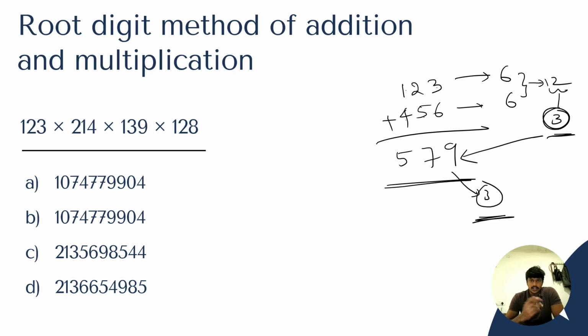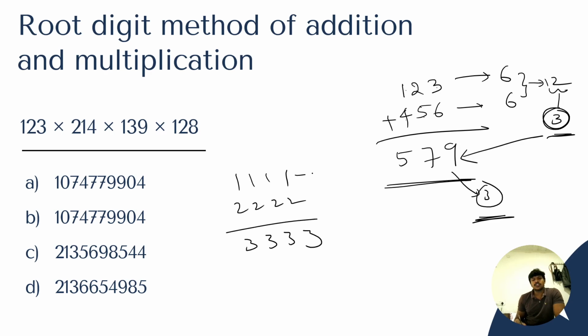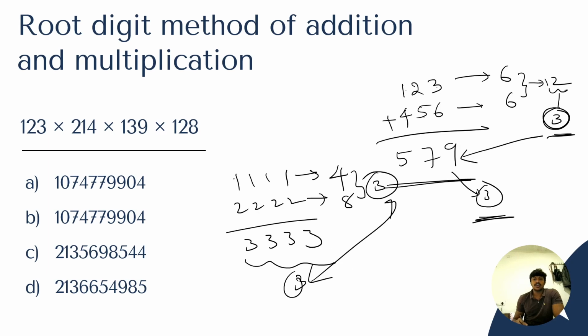You don't believe? Let's repeat one more time. Let us take 1, 1, 1, 1 plus 2, 2, 2, 2. So what is going to be the answer? 3, 3, 3, 3. So what is the root digit here? 4. What is the root digit here? 8. So 4 plus 8, 12. 2 plus 1, 3. Add all of them again, 12, 2 plus 1, 3. Are you getting the same root digit or not? So whatever root digit you are getting for the question, the same root digit is also going to be there for the answer. As simple as that.